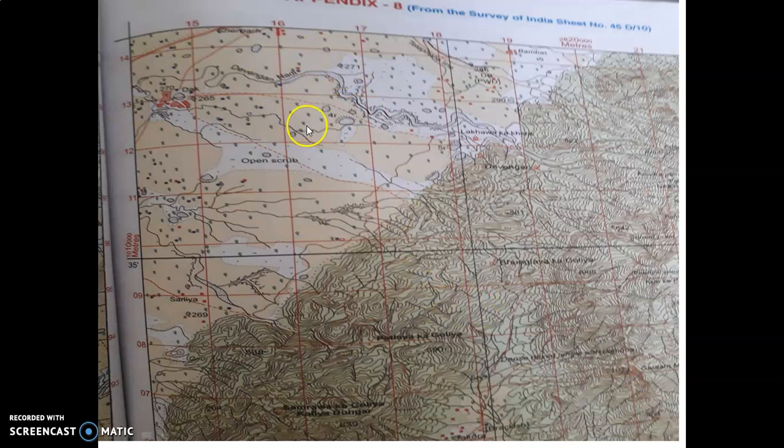Here yellow color indicates cultivated land, and people are engaged in growing different crops. If you will observe carefully, white color is also here. White color indicates uncultivated land. So this land can be used for other purposes.